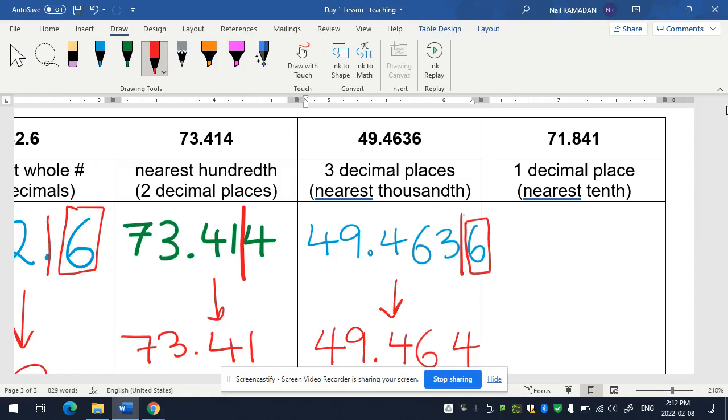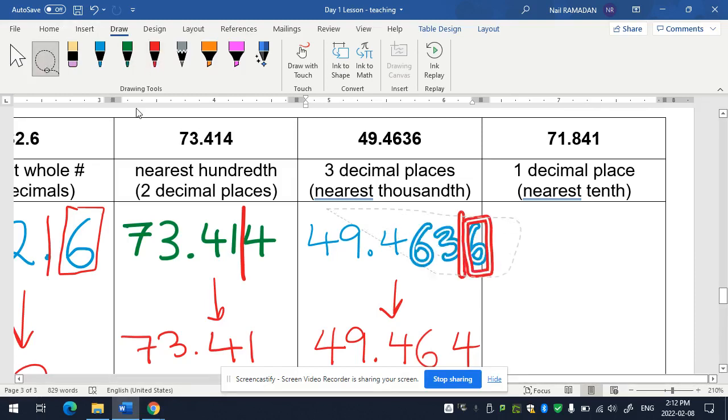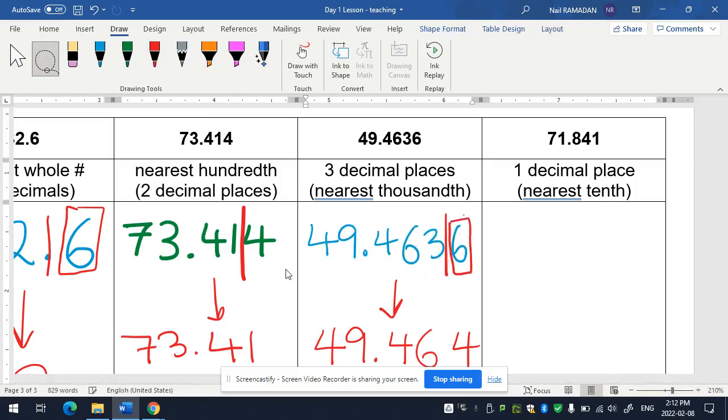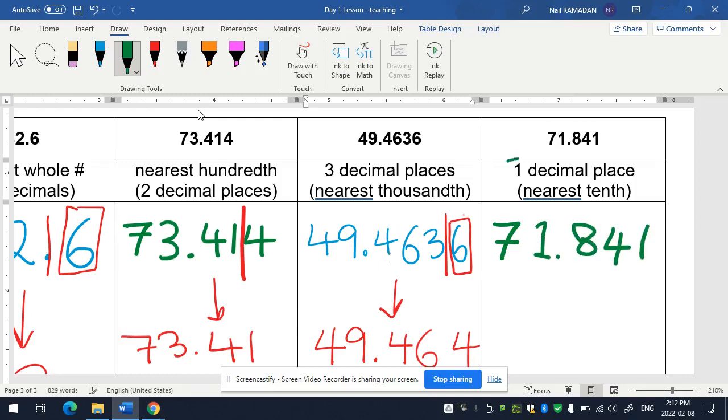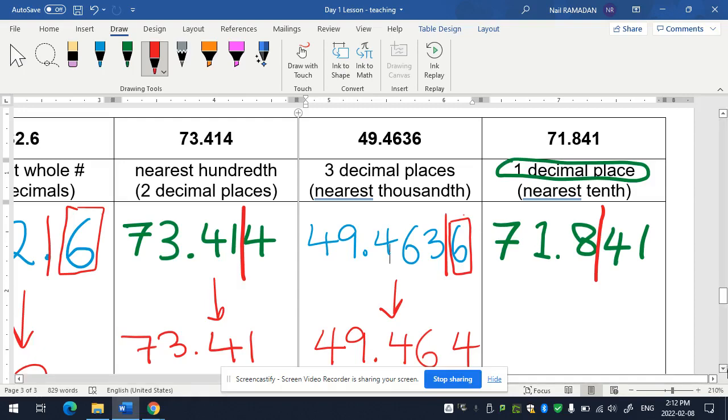All right. Next one. Let me just squeeze this number a little bit. 71.841. How many decimals are you allowed to show? Just one. Well, that means I'm only going to cut right here. What does a 4 do? Exactly, which means the 8 will stay the same.